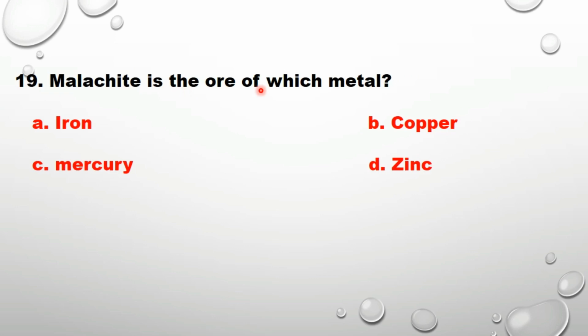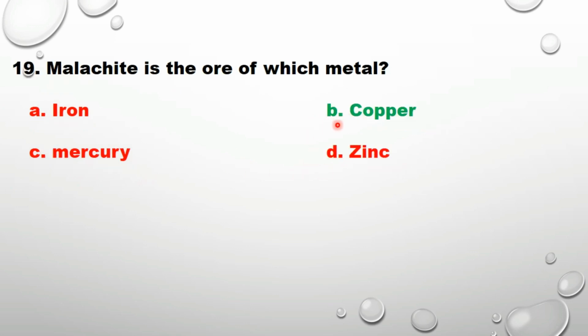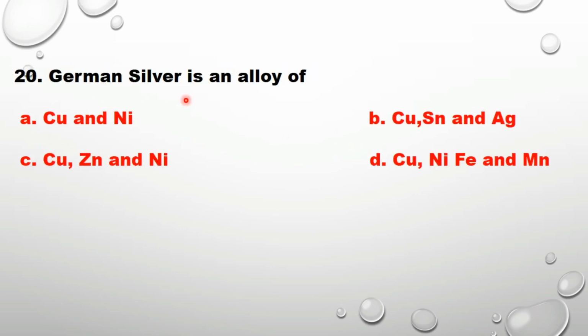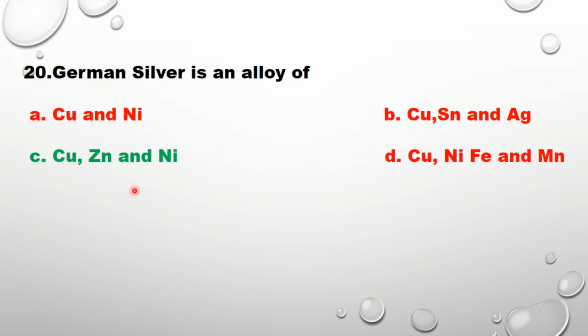Malachite is the ore of which metal? Option A iron, B copper, C mercury, D zinc. And the answer is option B copper. And let's move to the last question. German silver is an alloy of option A copper and nickel, option B copper, tin and silver, option C copper, zinc and nickel, option D copper, nickel, iron and manganese. The correct answer is option C copper, zinc and nickel.